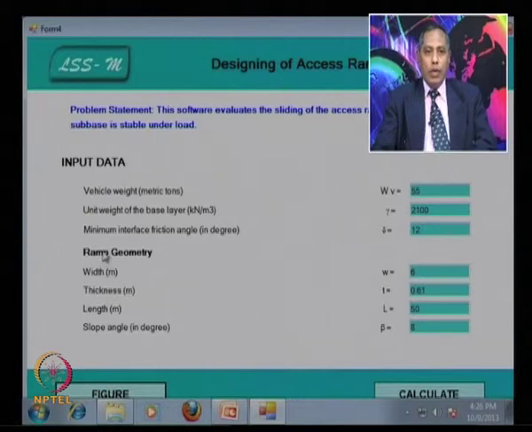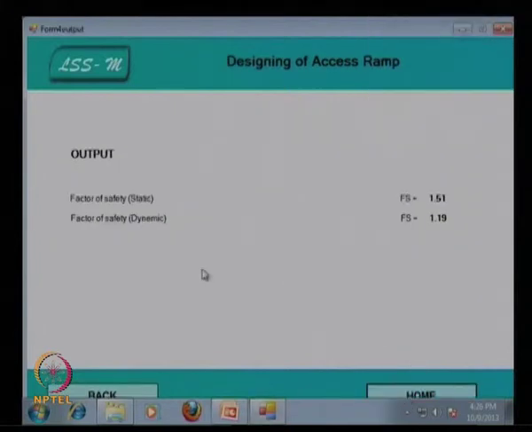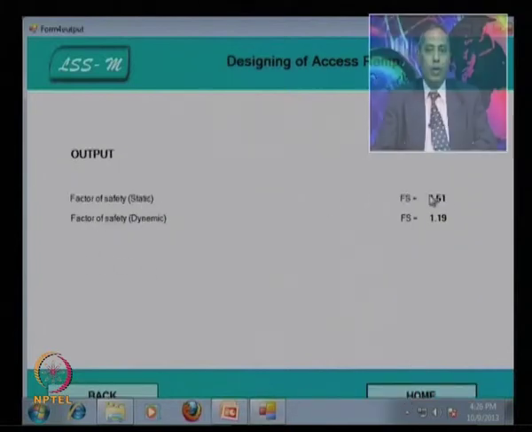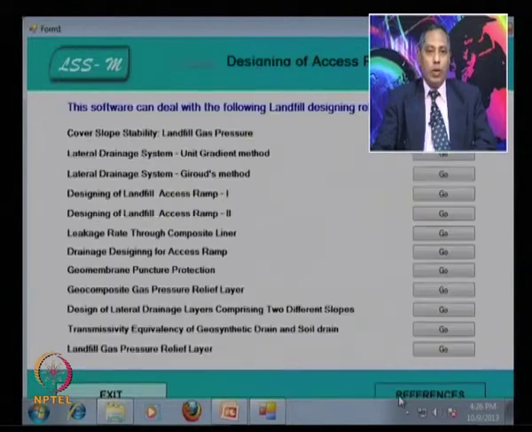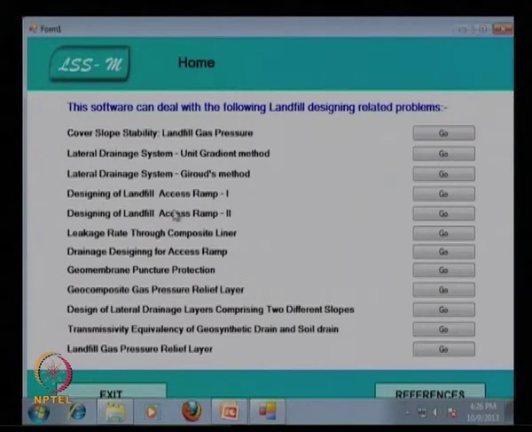meter cube, and minimum interface friction angle delta is equal to 12 degree, and the ramp geometry, that is width W is equal to 6 meter, thickness T is equal to 0.61 meter, and the length L is 50 meter, and slope angle beta is 8 degree. So, if you calculate this, then you can determine factor of safety in the static condition 1.51, factor of safety in dynamic condition 1.19. So, this is the design for the landfill access 1.